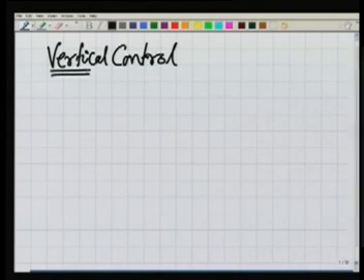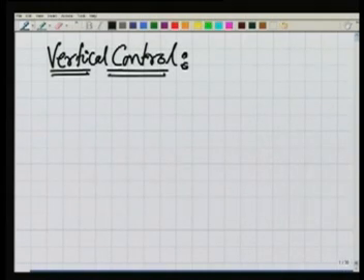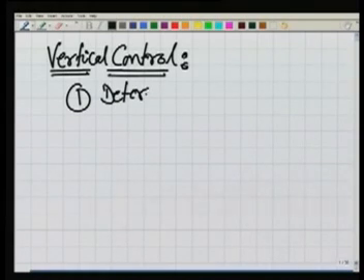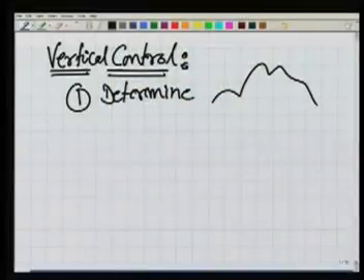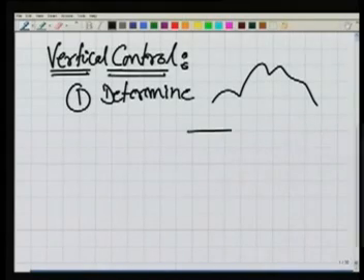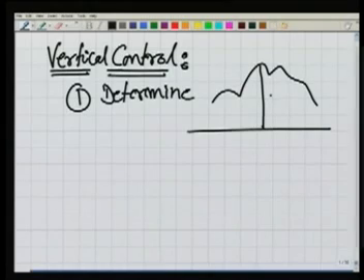Now what is the meaning of this? The meaning of vertical control is we are going to, number 1, determine the heights of some points on the surface of the earth. For example, if this is surface of earth, we want to determine from somewhere that what is the height of this point. Number 1 is this.